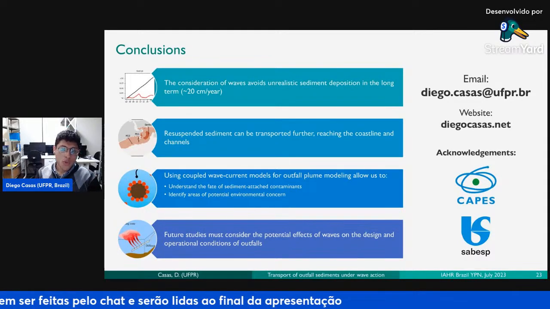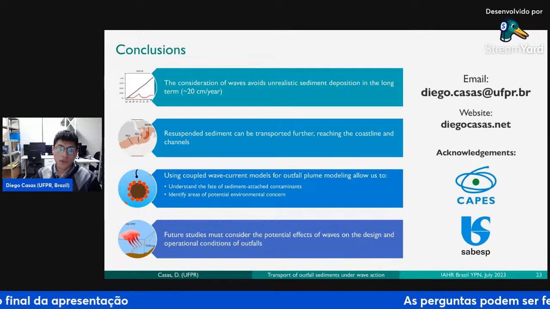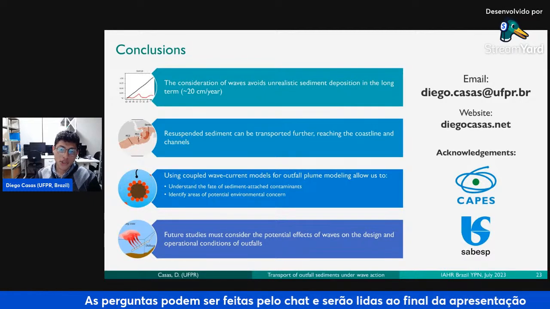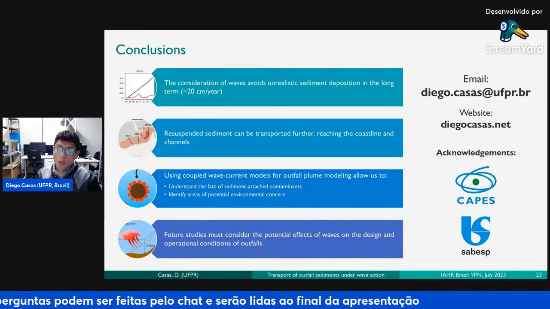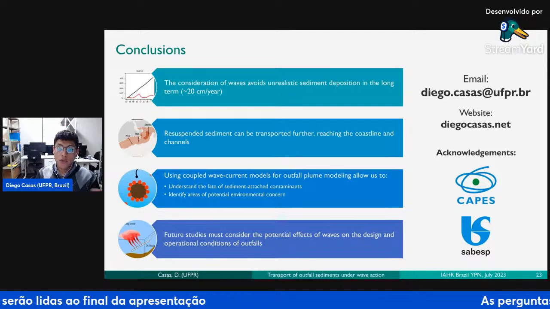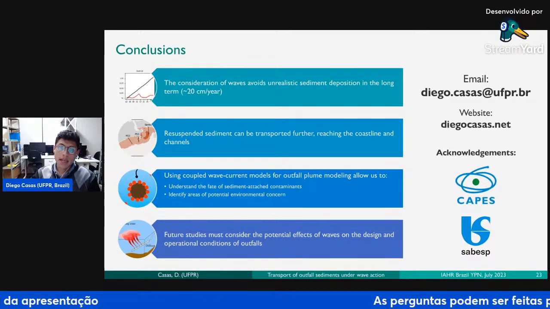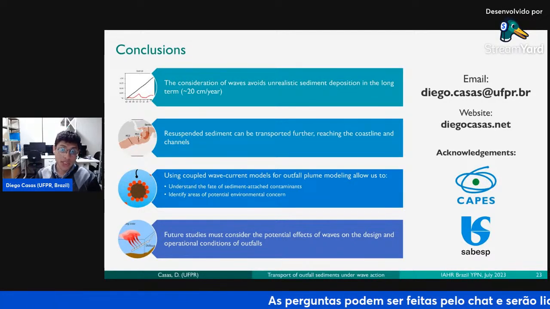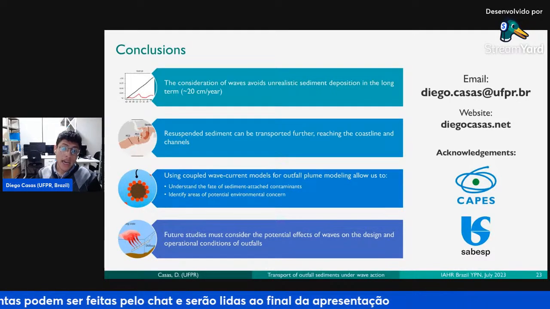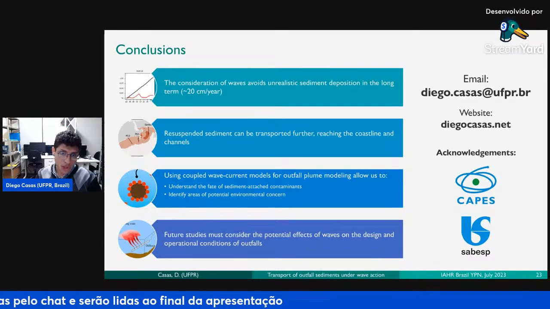And as future work, we can say that using coupled wave-current models for the outfall plume modeling allows us to understand the fate of sediment-attached contaminants. I hope future people will couple this kind of wave-current models with water quality and sediment quality models to understand what happens with those pollutants that are attached to the sediment particles. And we could also identify areas of potential environmental concern.